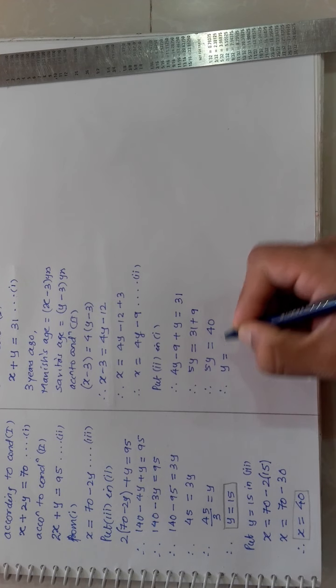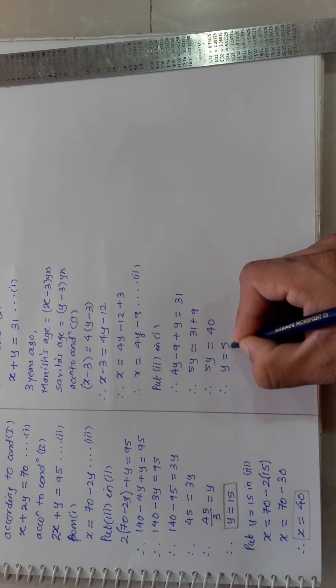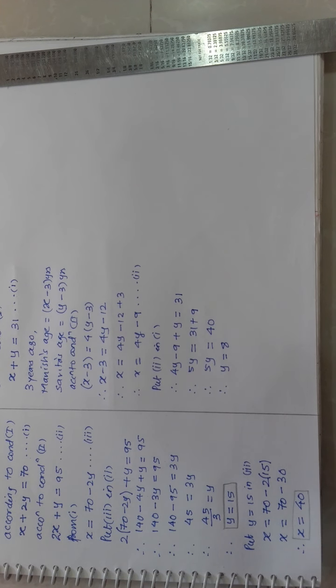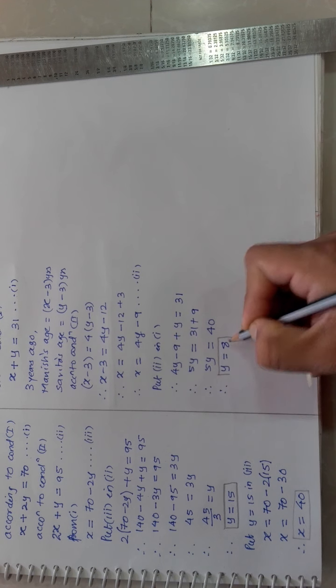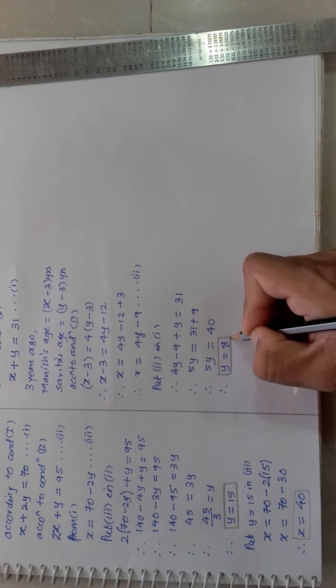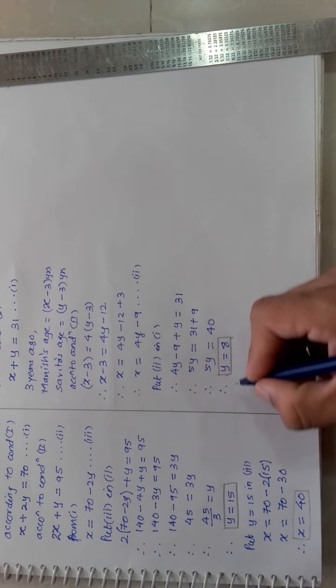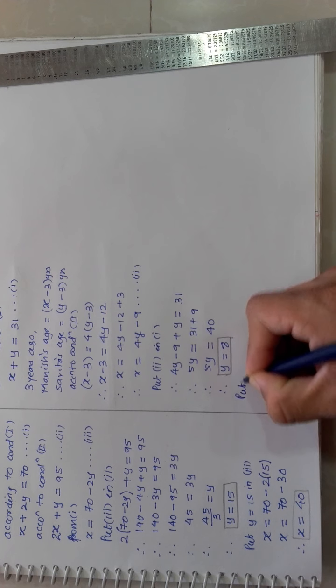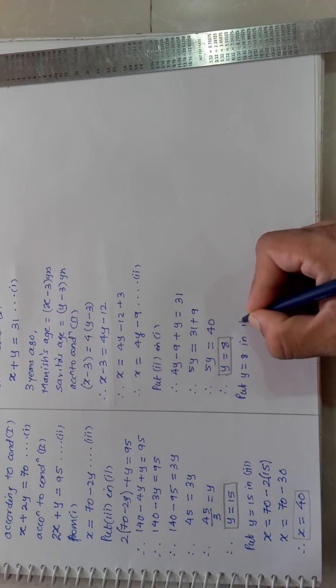Y will be equal to 8, that I have already told. That is 40 divided by 5, that is equal to 8. Now once I got this Y, I will put this in the equation which yields me X. The equation that yields me X is the second one, that is put Y is equal to 8 in the second one.